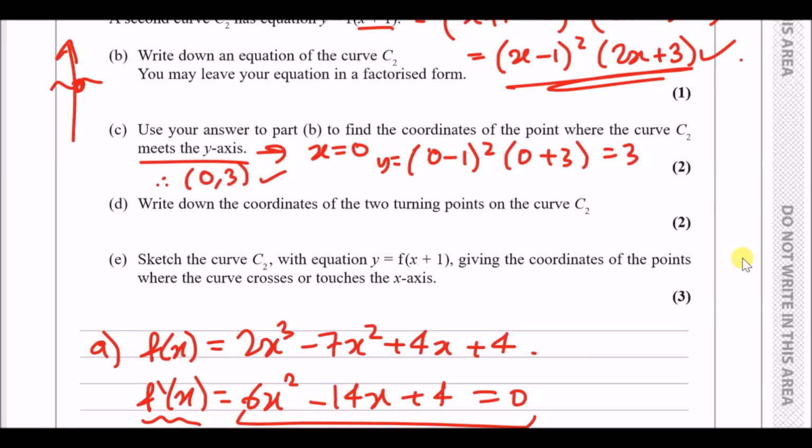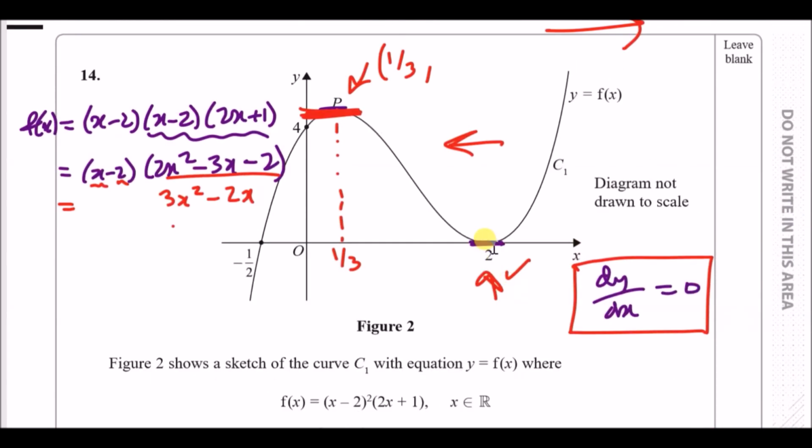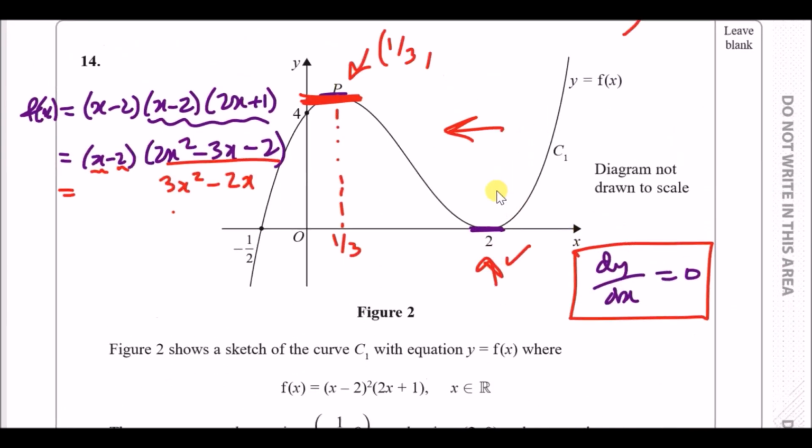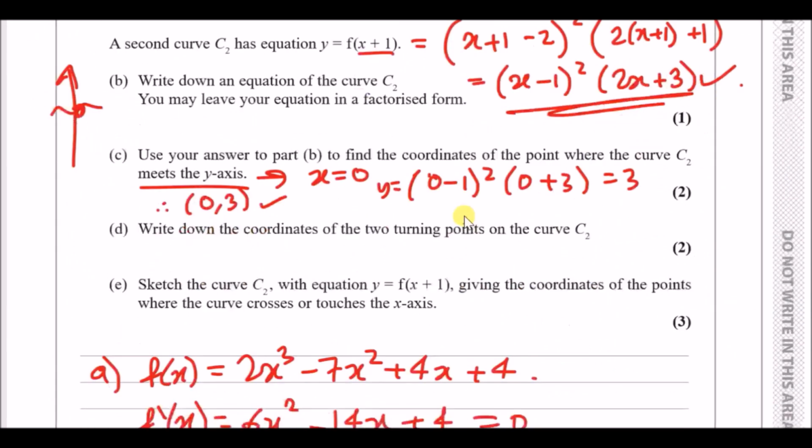Oof, this question is quite chill, isn't it? So next one, D. Write down the coordinates of the 2 turning points of curve C. Oof, literally the same as this one, yeah? But we just explained that because it's x plus 1, the curve shifts to the left by 1. So this coordinate point, because there's 2, you subtract 1, so it shifts to 1. So we've done one of them.